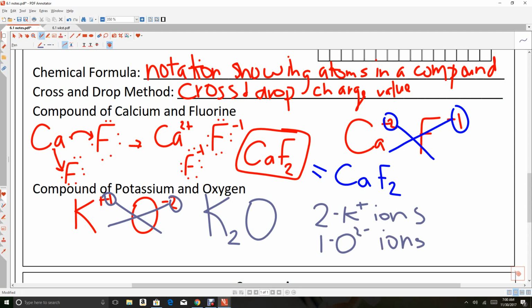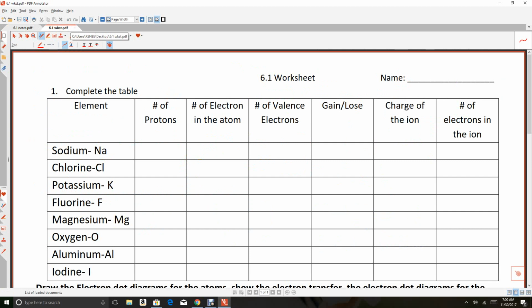Now I'm going to switch over to the worksheet so I can go through the first row on the table and then kind of highlight some spots on your worksheet. So hopefully you have this by now. If you don't, it'd be a good idea to pause the video and go get it from the sub.